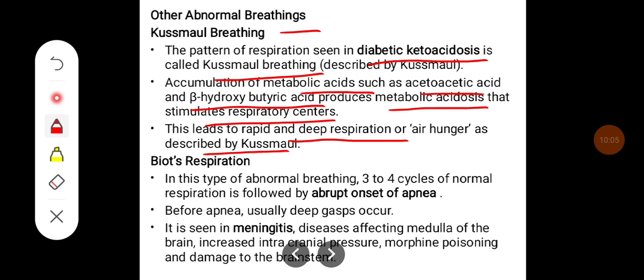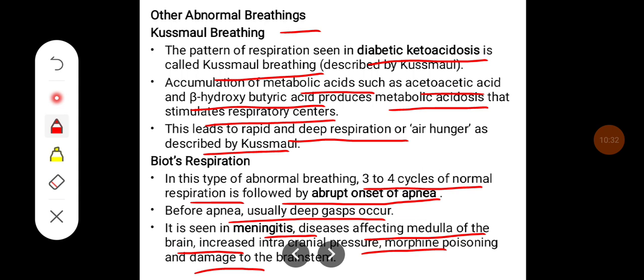Biot's respiration is a type of abnormal breathing in which 3 to 4 cycles of normal respiration are followed by abrupt onset of apnea. Before apnea, usually deep gasps occur. It is seen in meningitis, that is, disease affecting the medulla of the brain, increased intracranial pressure, morphine poisoning, and damage to the brain stem.